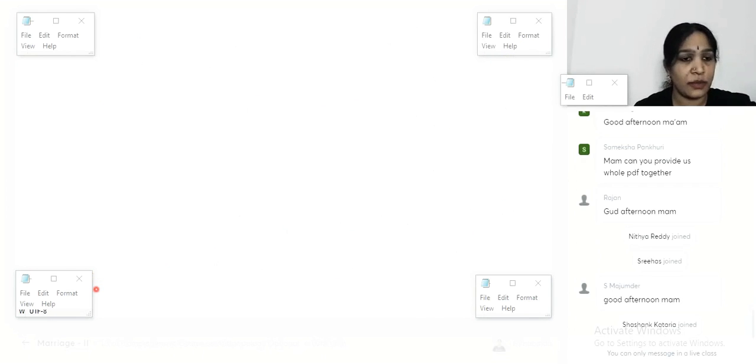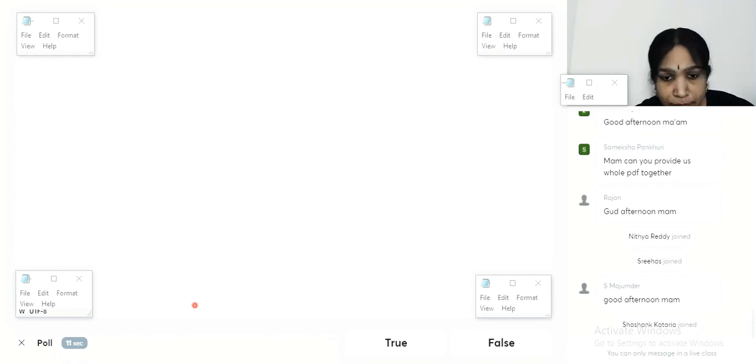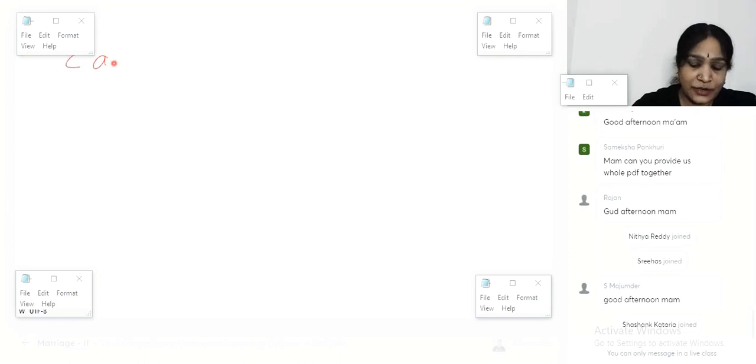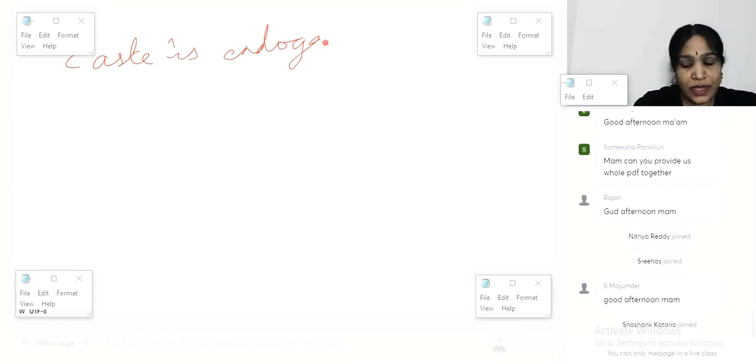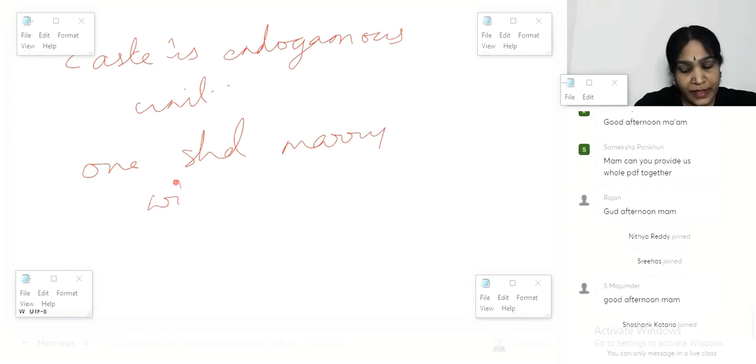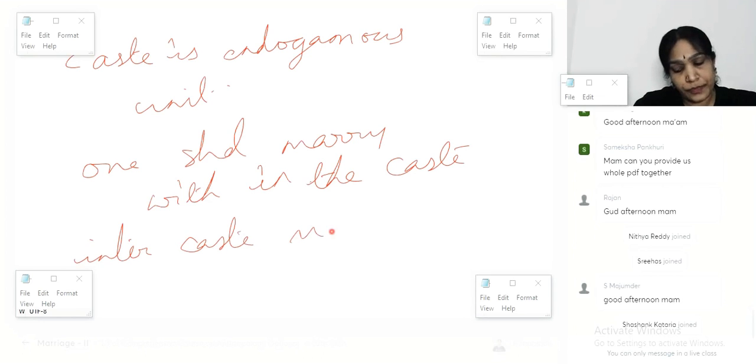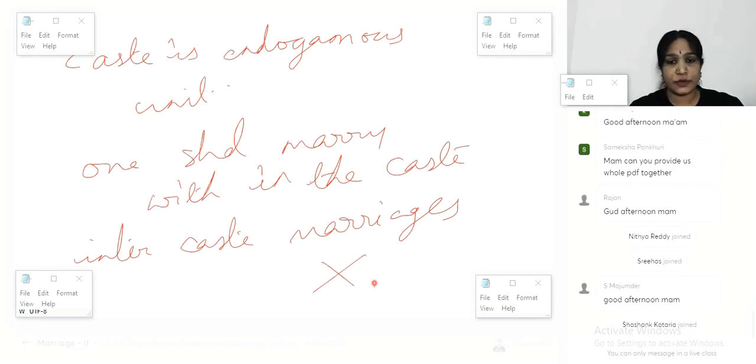Most of you said the right answer. One more statement, respond to the poll, true or false: caste is an endogamous unit. Traditionally, I'm asking traditionally. You can go for intercaste marriage, no problem. I don't have any problem. Your mother may have, but I don't. So traditionally, caste is an endogamous unit. It means one should marry within the caste, or intercaste marriages are socially not permitted. This is the meaning of the statement: caste is an endogamous unit.